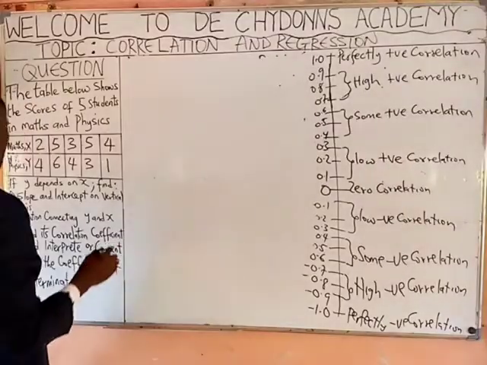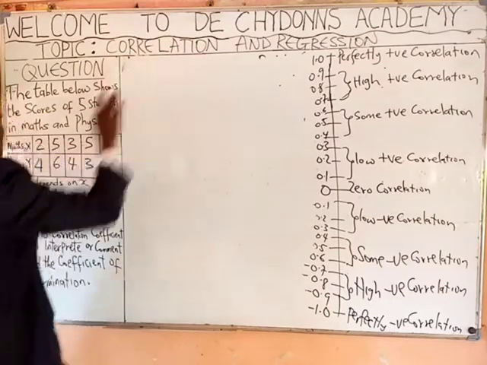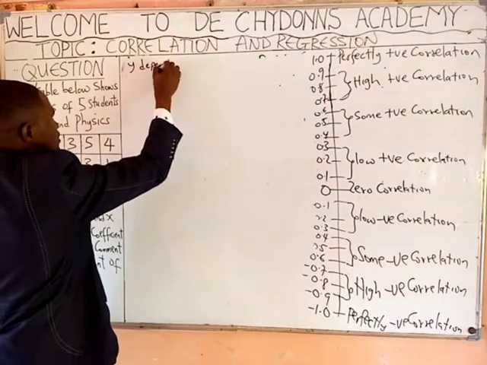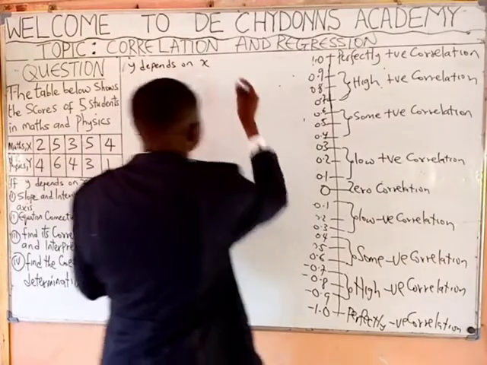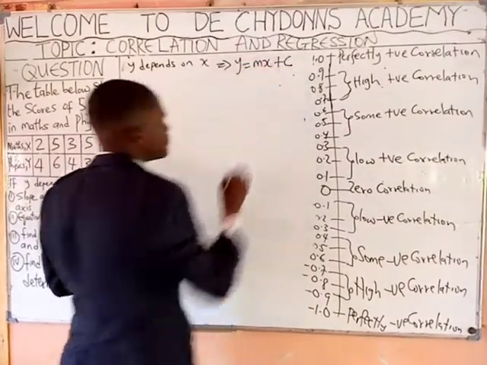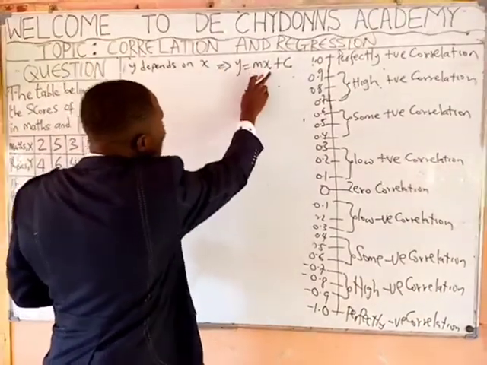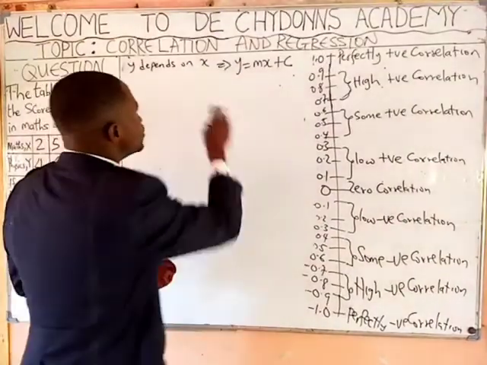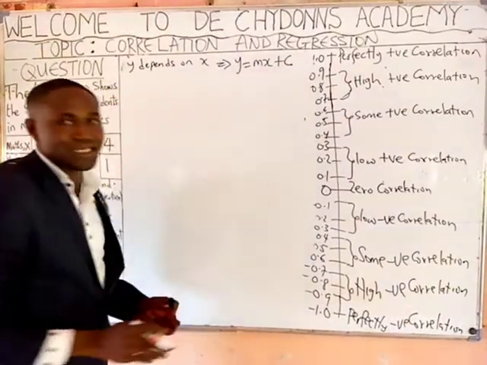Now, for the formula method, they say we should get the slope. Since they say y depends on x, it implies that y equals mx plus c, as we said earlier on, where y, that is the physics, is plotted against x, the mathematics. So this m will be the slope and the c will be the intercept.